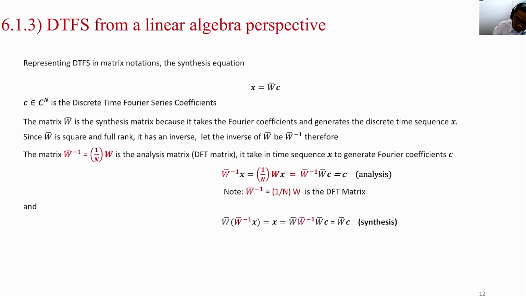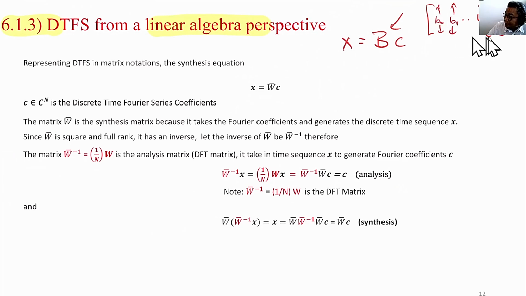Welcome back. Here in this lecture we'll talk about how to examine DTFS again from a linear algebra perspective. In the previous example we used this notation where the columns of B are the columns B0, B1 until Bn-1, where each of these columns represents the complex exponential of different harmonics.